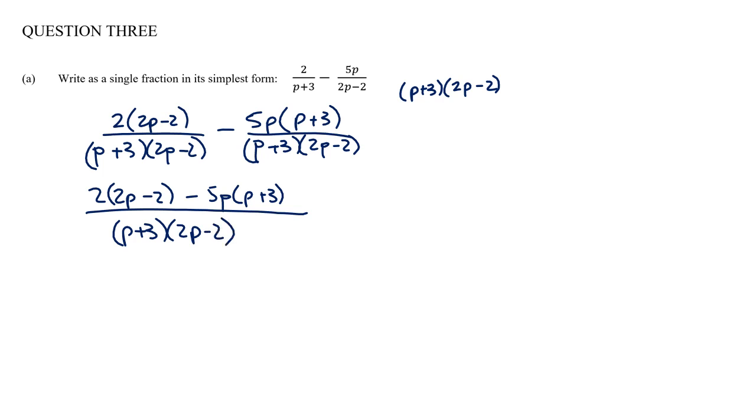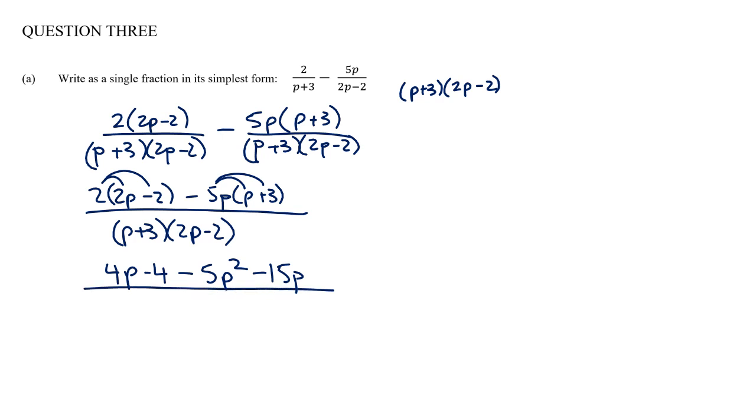Happy with that? Now what we're going to do is expand those out. That's 4p minus 4. So it's going to be 4p minus 4 minus 5p squared minus 15p all over p plus 3, 2p minus 2. Happy with that?